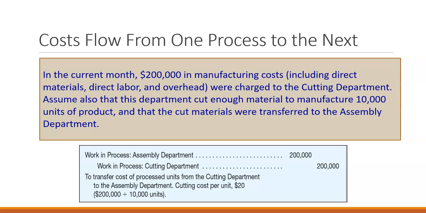The department cut enough material to manufacture 10,000 units of production, and those cut materials were transferred to the assembly department. So when we transfer, we're going to credit the work in process cutting department and add them to the work in process assembly department.